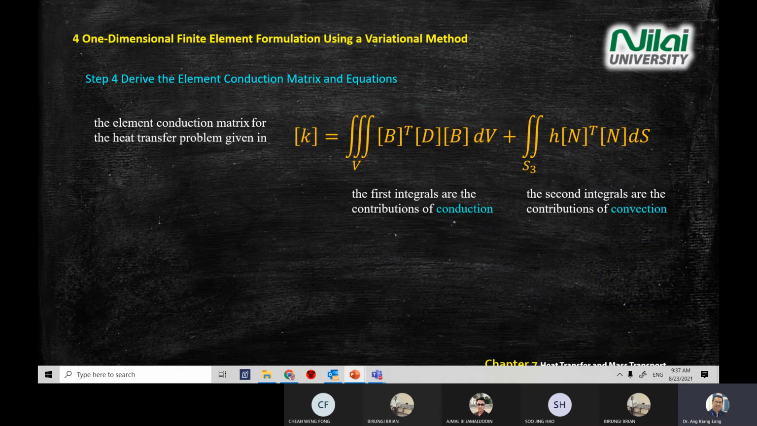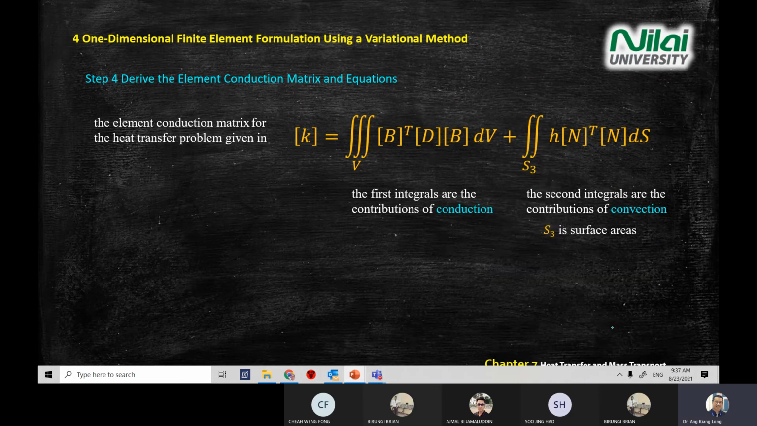Again, this is a side note. The first one is for conduction, the second one is for convection. So for convection, this one is on the end. This one is for that particular location that is open to the atmosphere. So the surface here is this area, S3.